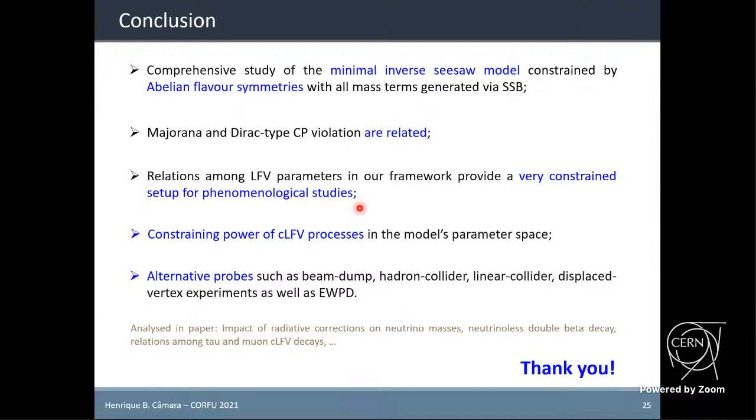Other questions? Yes, in the back there. Hi, thanks for the nice talk. It's a very naive question, maybe. So, does your model introduce anything new from the point of view of leptogenesis with these neutrinos?